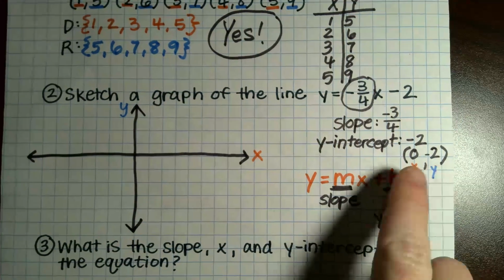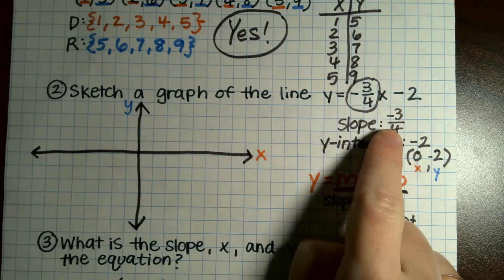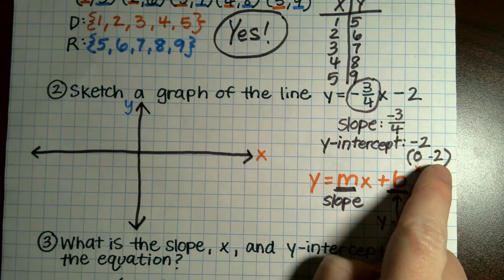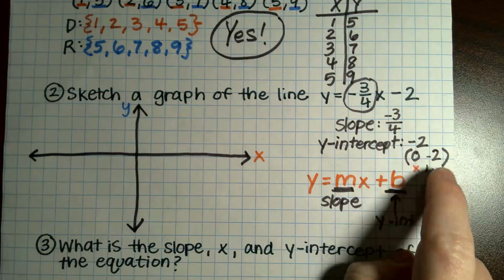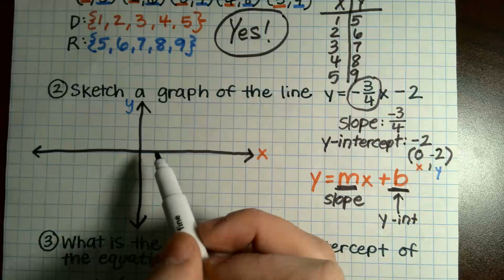Yes, we know that right here, we've got our slope, but there's no coordinate there. We don't know where to put a dot. My y-intercept is a coordinate, so we do have a starting point here. That coordinate we found was 0, -2. So we're going to start by finding that on the graph.